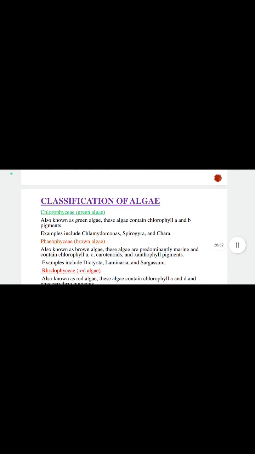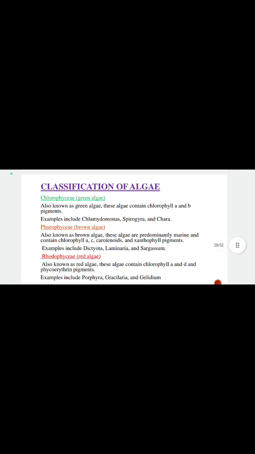Classification of algae. Classification is based on the color. Chlorophyceae, also known as green algae, contain chlorophyll A and B pigments. They include Chlamydomonas, Spirogyra and Chara. Then Phaeophyceae, the brown algae. These algae are predominantly marine and contain chlorophyll A, C, carotenoids and xanthophyll pigments. Examples include Dictyota, Laminaria, Sargassum.